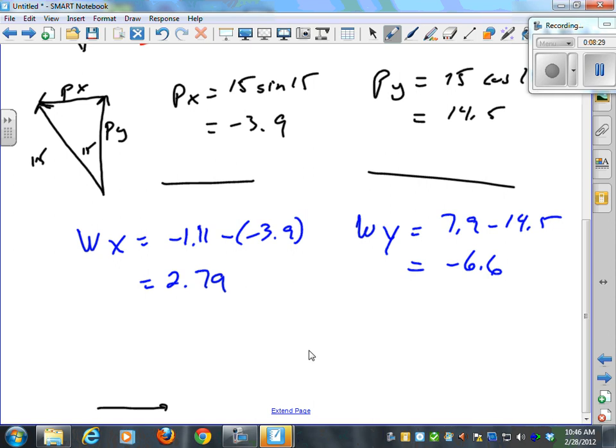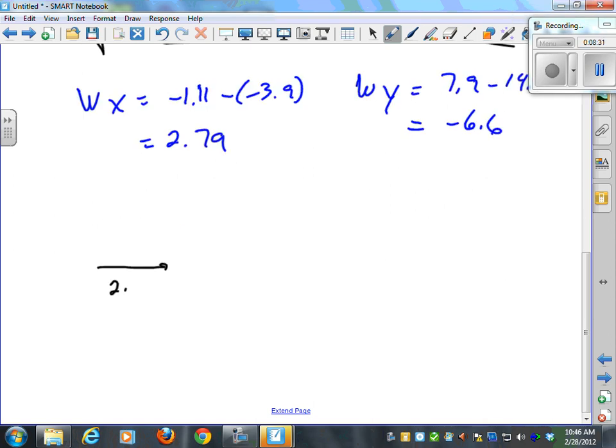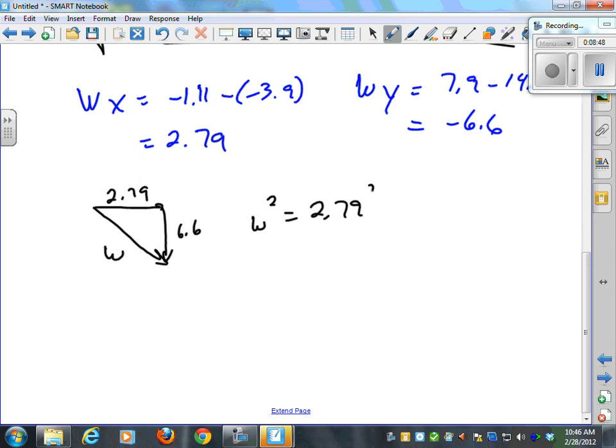So 2.79 is my X. My Y is minus, so I can put it up here. My wind is down like this at 6.6. That's my wind. So W squared is going to be 2.79 squared plus 6.6 squared. Do I need to worry about the negative in there? No. Nope.